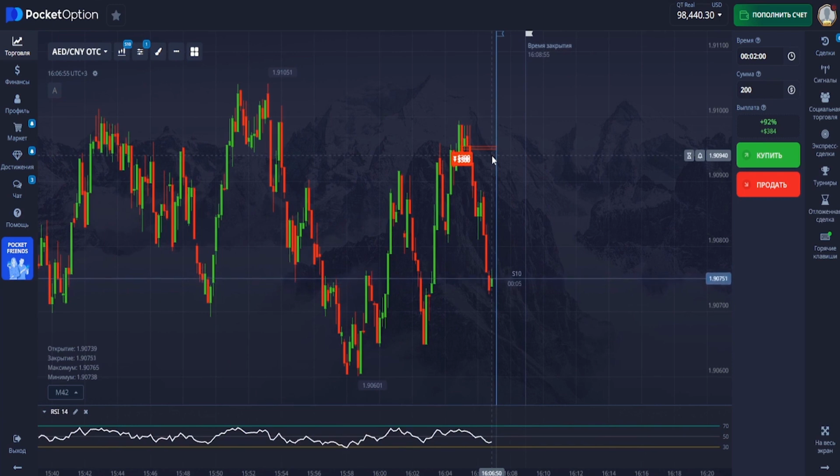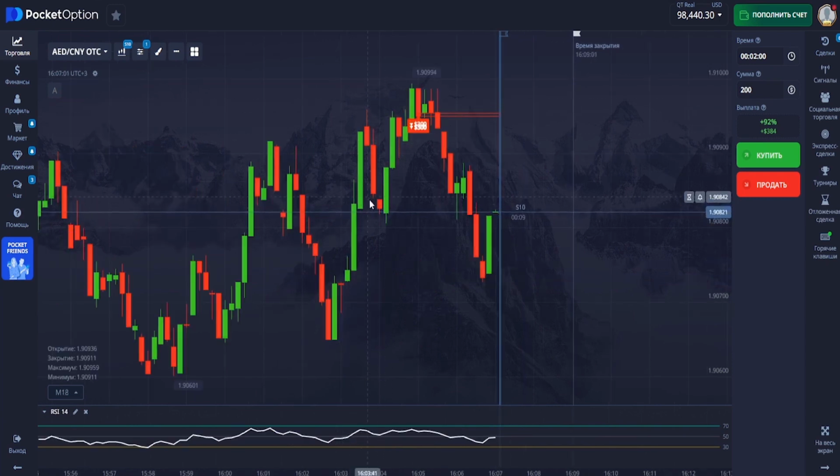Right now, everything is going to be very, very good. With candles like these, we won't get knocked out above.